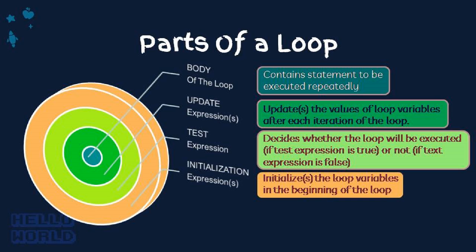Number 4, the body of the loop. The statements are executed repeatedly from the body of the loop. In an entry-controlled loop, first the test expression is evaluated, and if it is true, the body of the loop is executed. If the test expression evaluates to false, the loop is terminated. In an exit-controlled loop, the body of the loop is executed first and then the test expression is evaluated. If it evaluates to false, the loop is terminated, otherwise repeated.